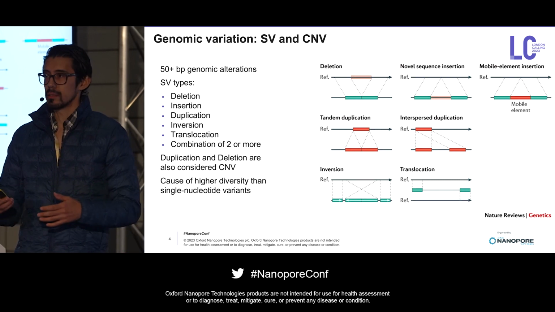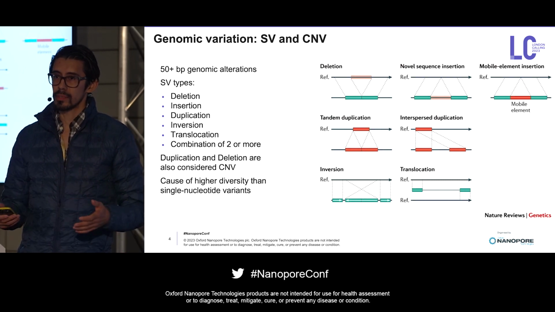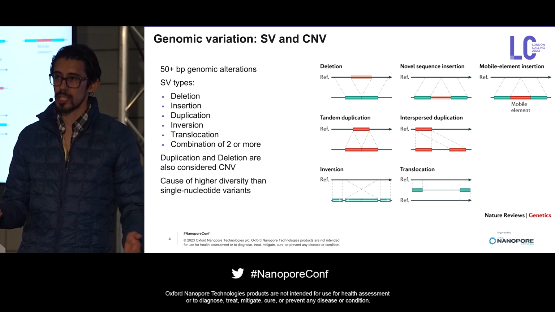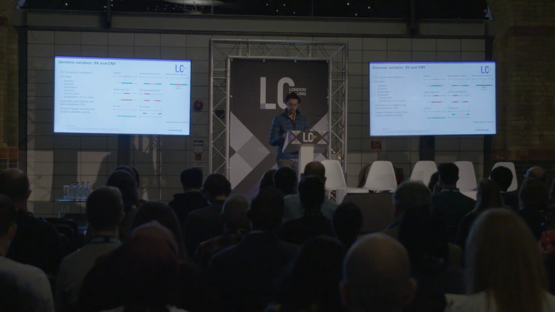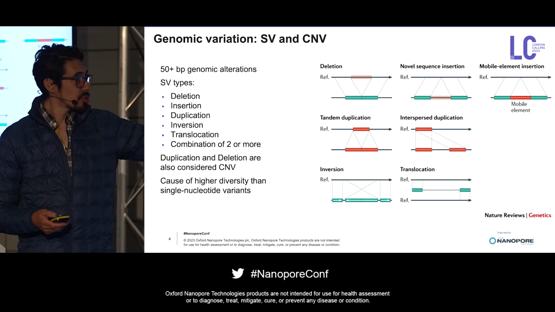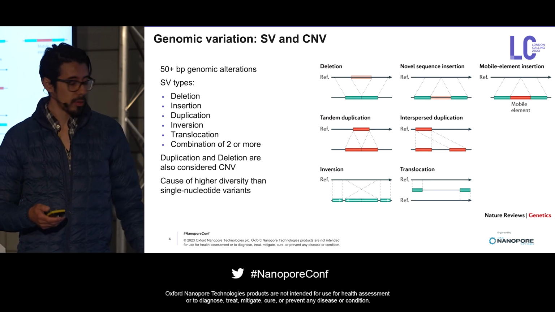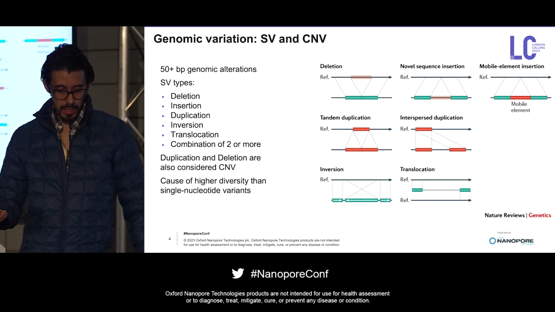And finally, structural variation causes a higher diversity in human genomes, and genomes in general, if we compare the number of bases that are covered. So here are some illustrations of all the structural variants that exist.